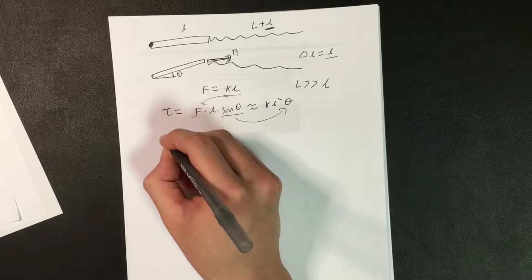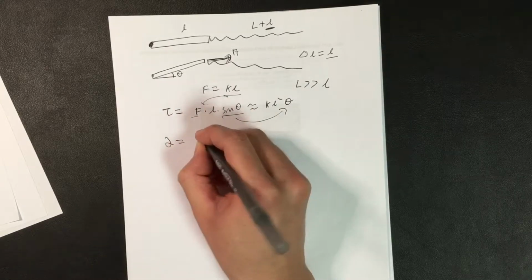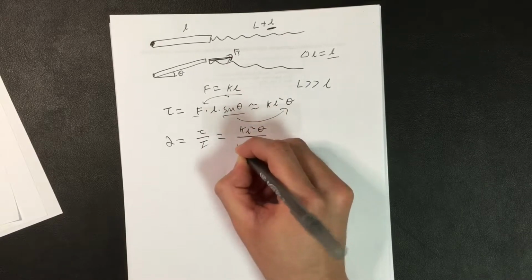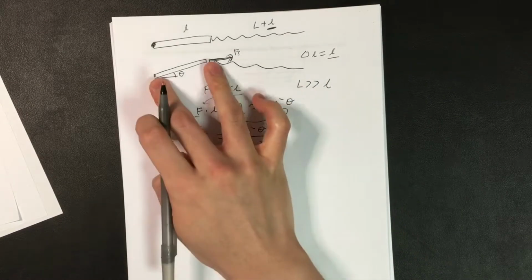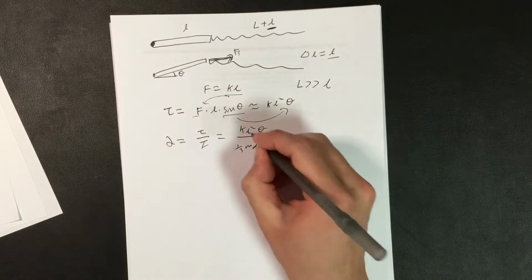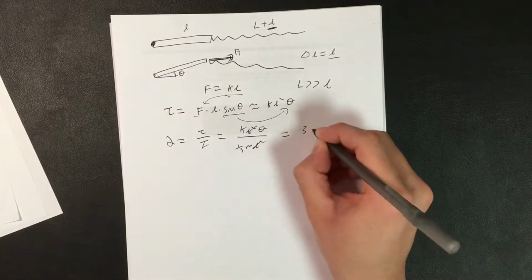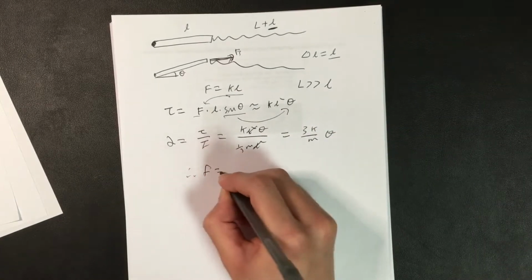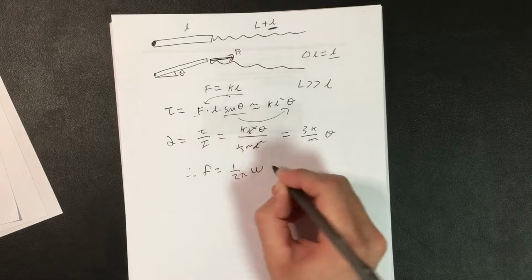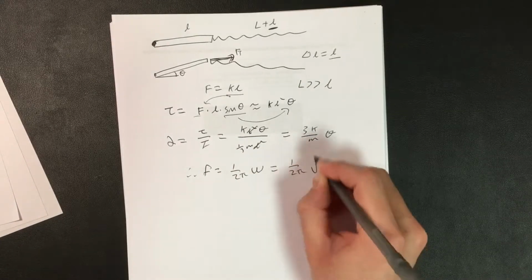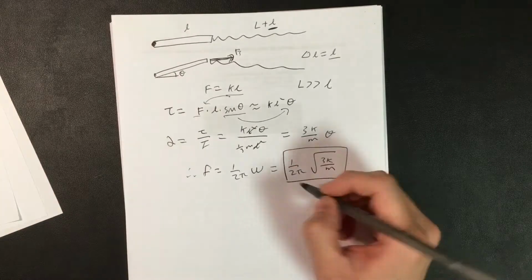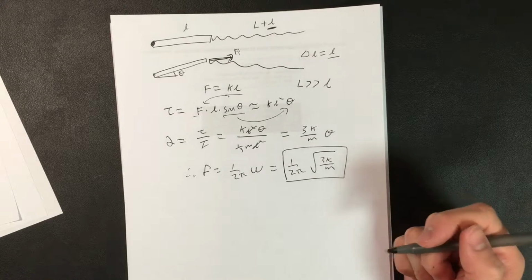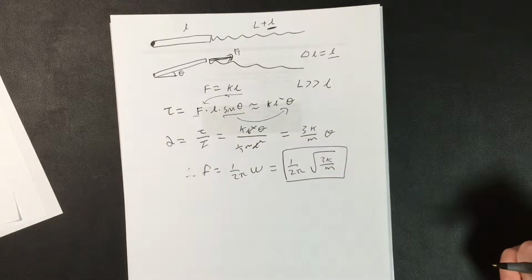Now, using torque equals I alpha, alpha equals torque divided by inertia, in this case kL squared theta divided by 1/3 mL squared, since this is a rod about its end point. Canceling out the L squared, this becomes 3k over m theta, and therefore frequency, which should be 1 over 2 pi times angular frequency, equals 1 over 2 pi square root of 3k over m, which was the value that I got in the original situation. Therefore, for question 15, the frequency has not changed.